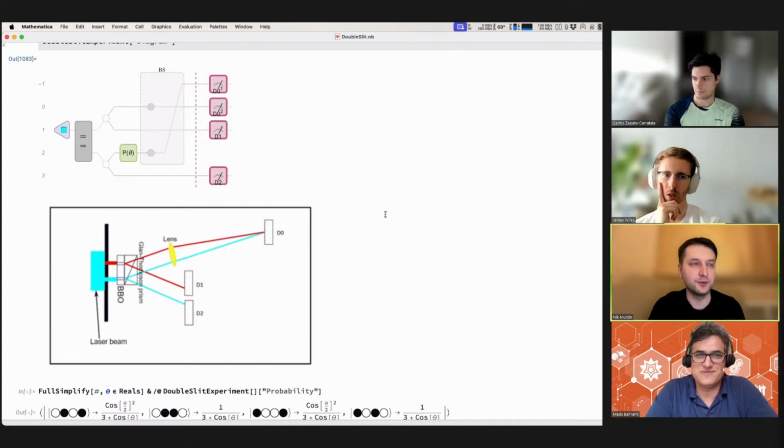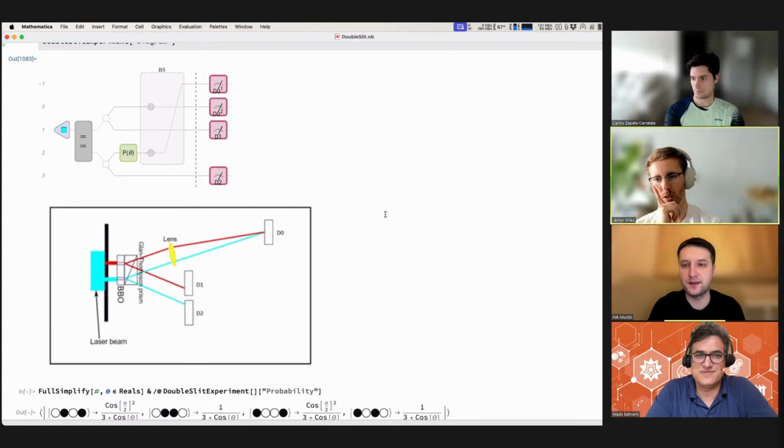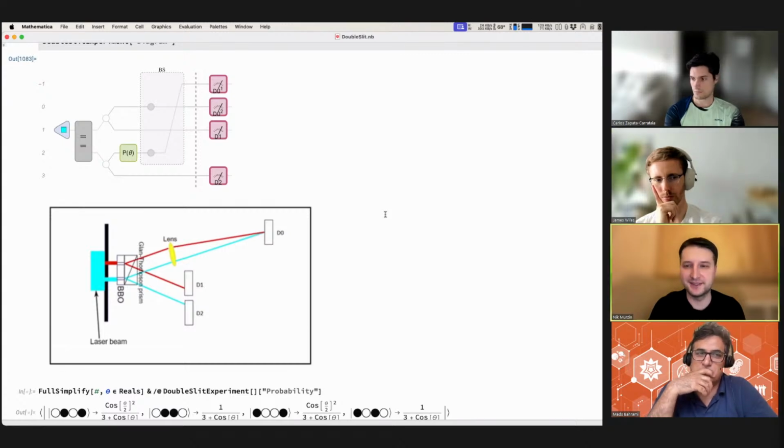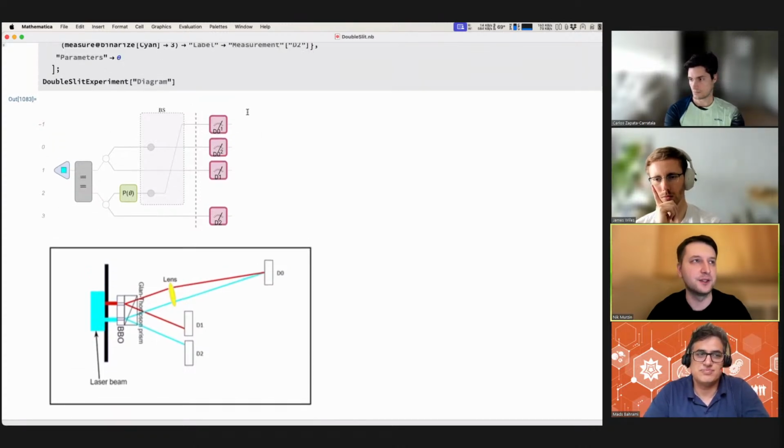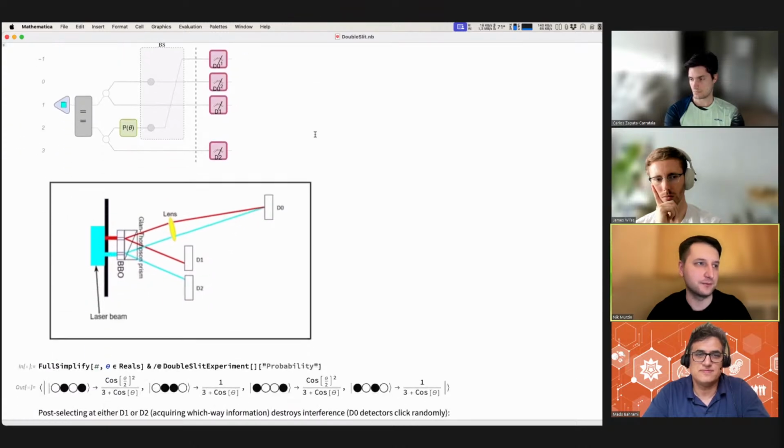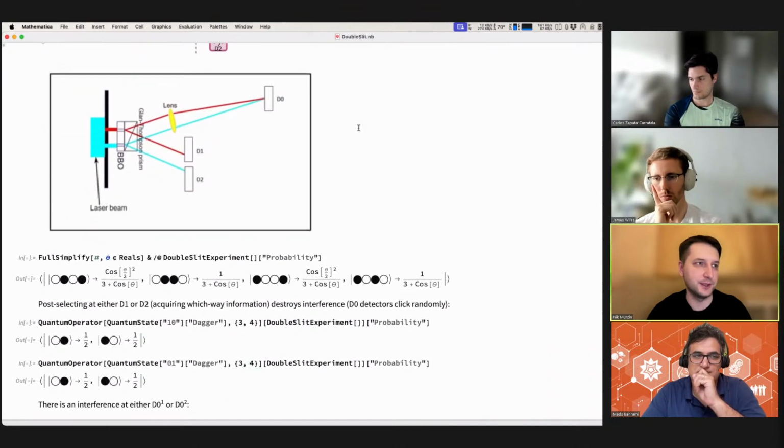Is there a way to merge wires in this framework? Is that even a thing that makes sense to do? Sometimes it is, yes. It does make sense to merge them. We can even potentially merge them here in order to get rid of one of the detectors and just look at one of them. It's still going to replicate all the interference and absence of it anyway.